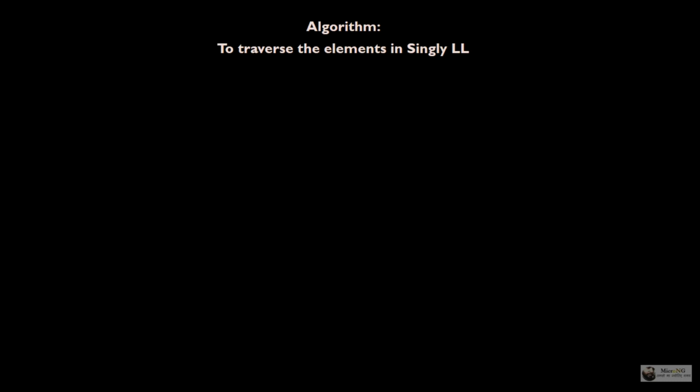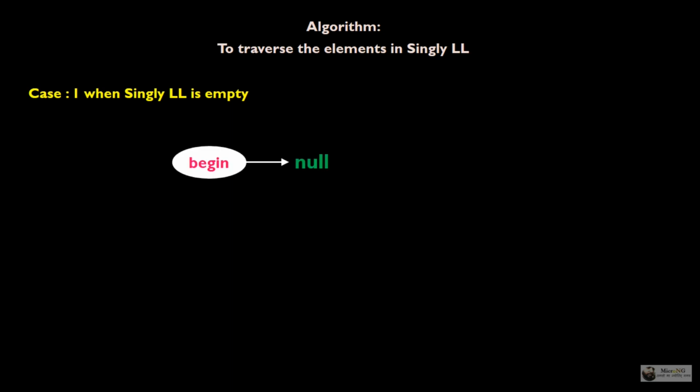This is an algorithm to traverse the elements in a single linked list. There can be two cases when we traverse the elements in a single linked list. The first case is when the single linked list is empty. Here we can see that the single linked list is empty because begin is pointing to null. The second case is when the single linked list is not empty.